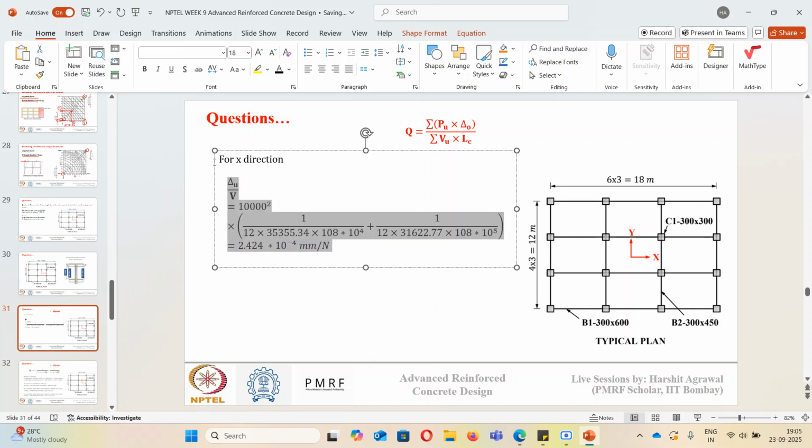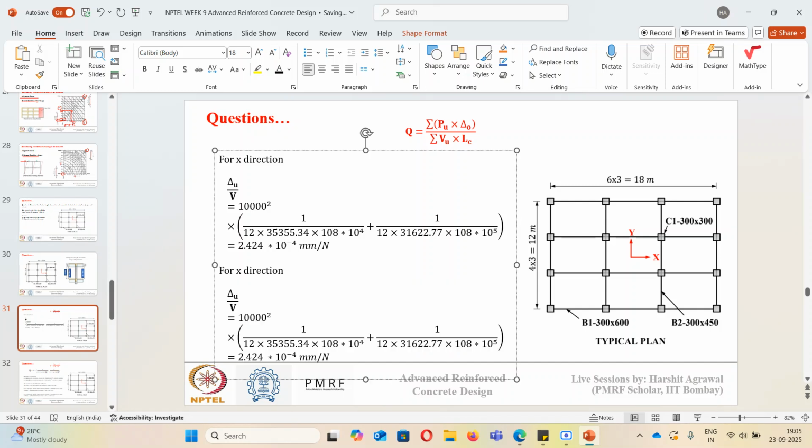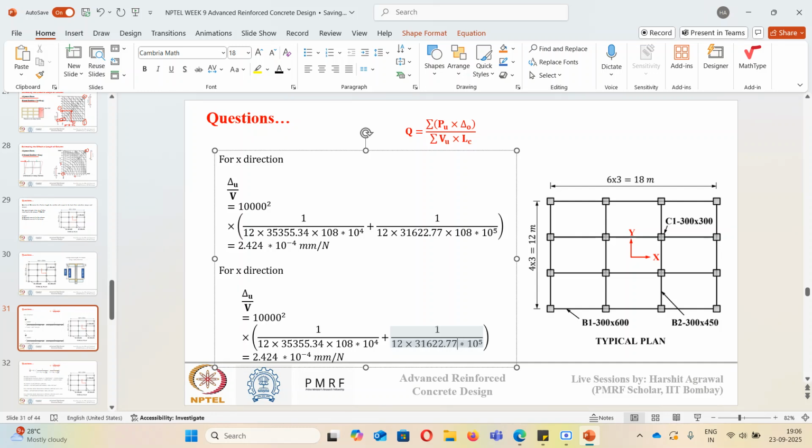Similarly, if we do the calculation in y direction, the calculation will remain the same. So it is 10,000. Now just this column part will remain the same. Just in the beam part, this value will change. Instead of 108, we have 683.4 into 10 to the power 4. Okay, so just this calculation will change, everything else will remain the same.